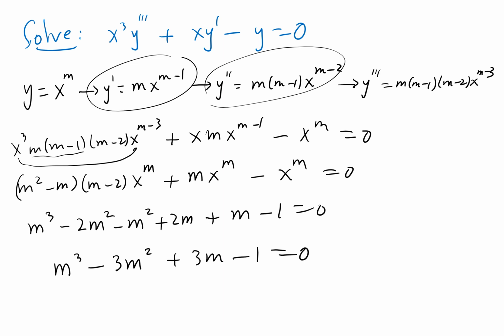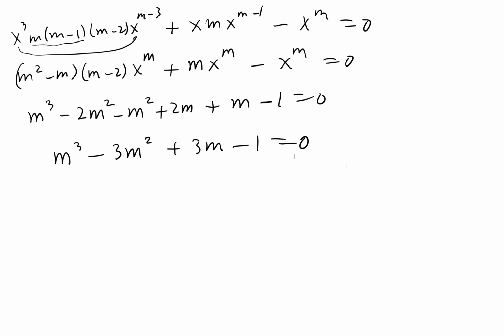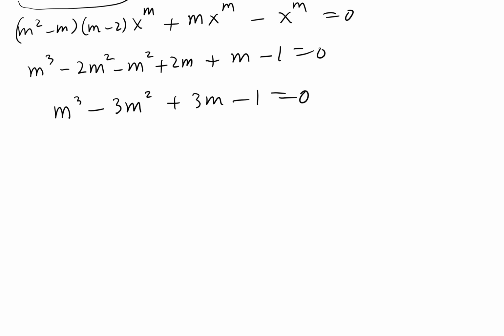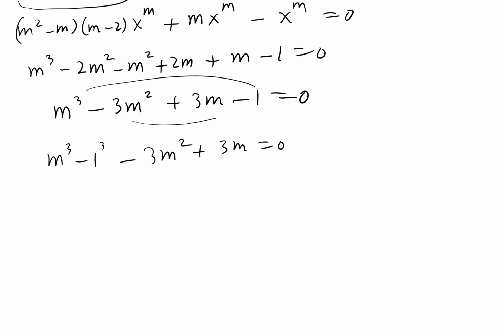To factor something like this, either by grouping, or you can use the rational root theorem, or if you can find it by inspection, that would be the easiest way. Like you can see, m equals 1 works. But what I'm going to do is group the first one, the last one, and the middle ones. So m cubed minus 1, which is 1 cubed, minus 3m squared plus 3m. We have a formula for a cubed minus b cubed: it's a minus b times a squared plus ab plus b squared, so m minus 1 times m squared plus m plus 1.